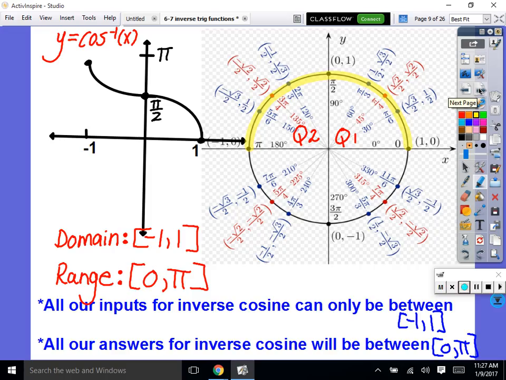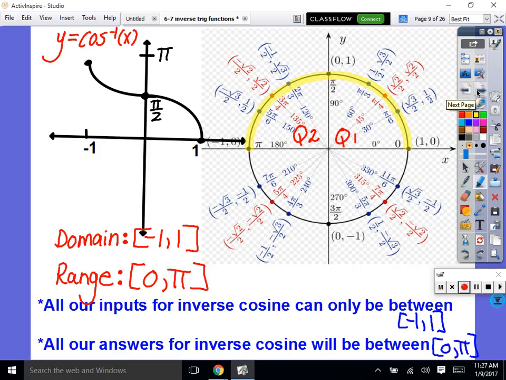Wait, 0 to pi? Yep, cosine's different than sine. For sine, our outputs are between negative pi halves and pi halves. For cosine, it's going to be from 0 to pi. All of our outputs are going to be from 0 to pi. So let's write it in.